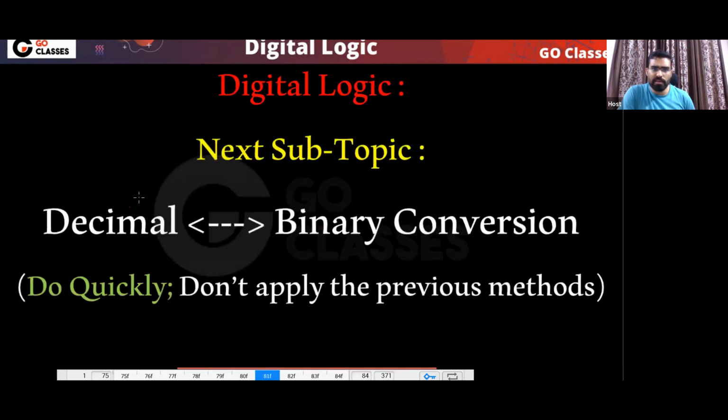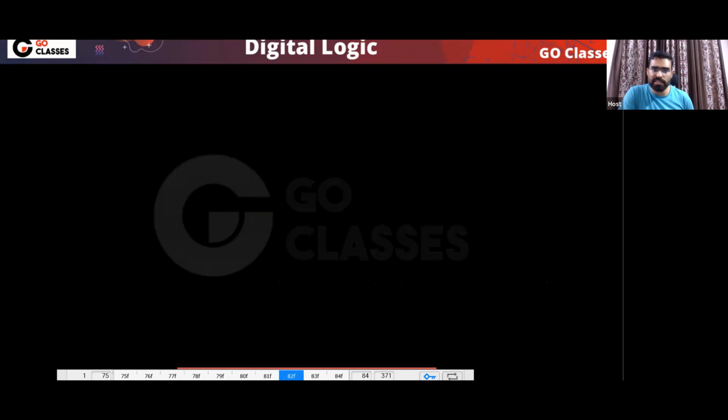Now remember one thing: when you do decimal and binary conversion, don't apply the previous methods because they will take a lot of time. In the exam, don't use the previous methods. Do it very quickly. And what is the idea of doing it quickly?